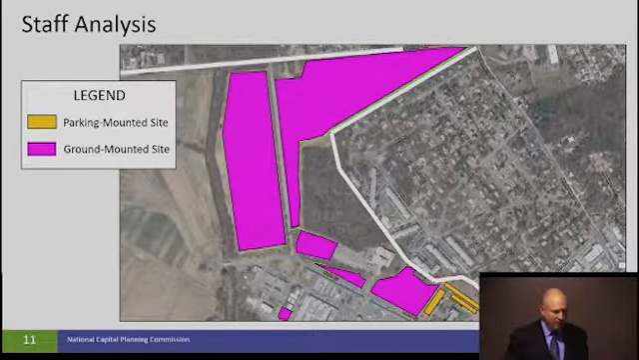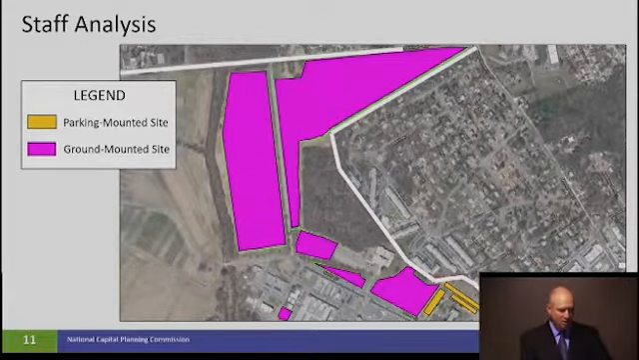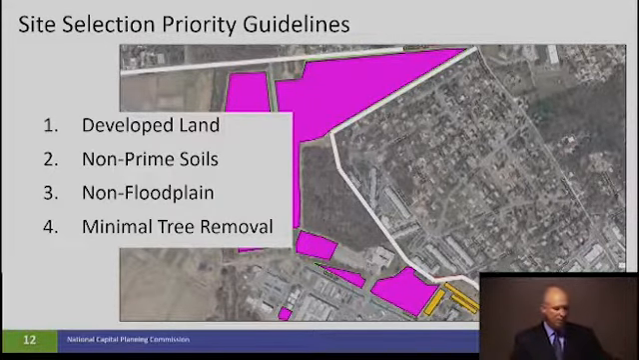Based on the current level of conceptual information provided in the BARC submission, which is illustrated here in the slide before you, NCPC staff developed a set of recommended prioritization guidelines for the Commission which BARC can use to help identify preferred development sites from a planning perspective, to try to minimize environmental impacts and preserve the campus's existing pastoral quality as much as possible.